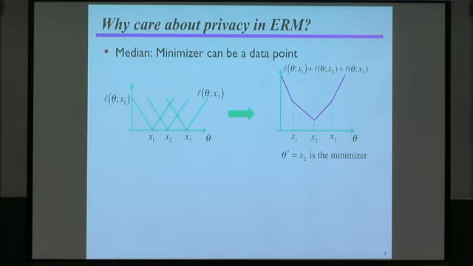And again, in higher dimensions, it's often the case that the true minimizer is one of the actual data points that you care about exactly. And so if you're outputting the true minimizer, very often what you're outputting is the data for one of the people in your data set completely in the clear.